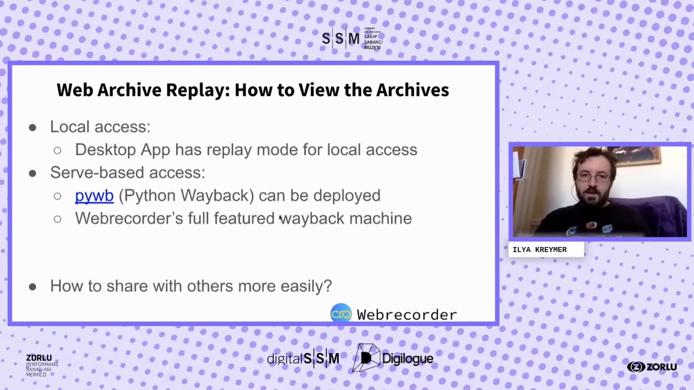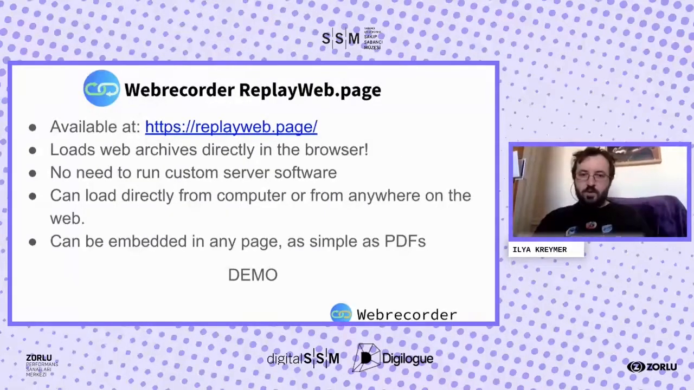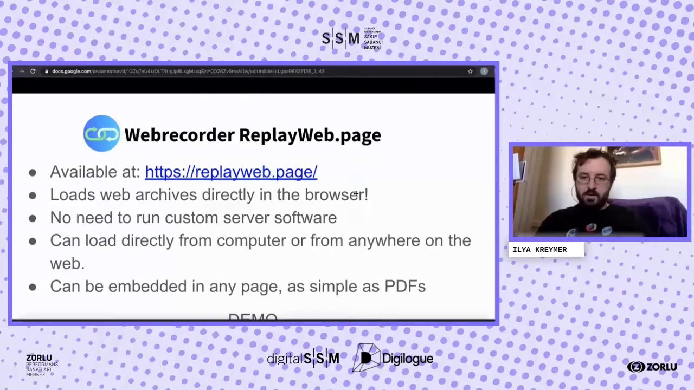And for that, one of the latest tools that Webrecorder has developed is called Replay Webpage, which is basically a standalone site that runs directly in the browser and can load archives using your browser. So the idea is that you can just choose a file and you can then load it directly in the browser. And so I'll show how that works.